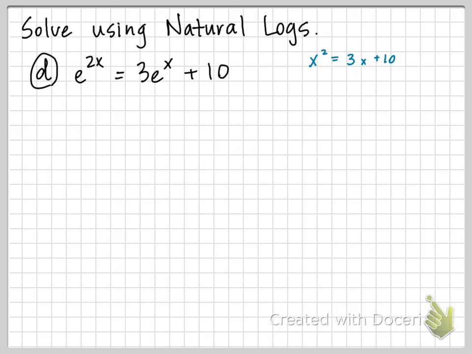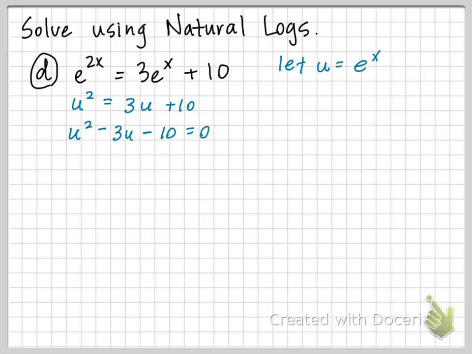So what I'm going to do is I'm going to say let u equal e to the power of x. If I let u equal e to the power of x, then I'm going to get something like u squared equals 3u plus 10. From here, I have a quadratic that I need to set equal to 0. So I'm going to move the 3u, move the 10, so I get something like u squared minus 3u minus 10 equals 0. From there, I'm going to see if I can factor.